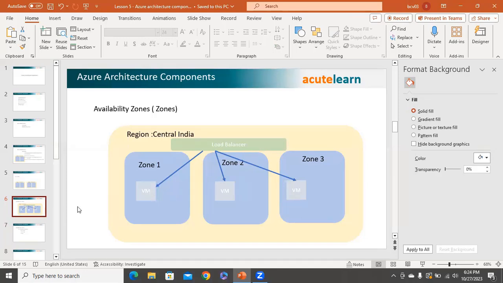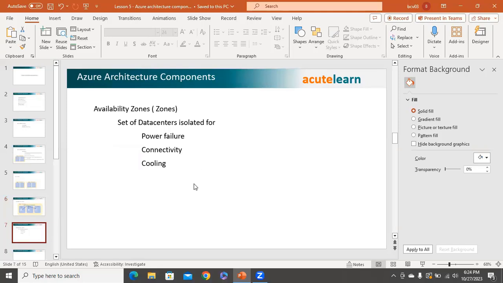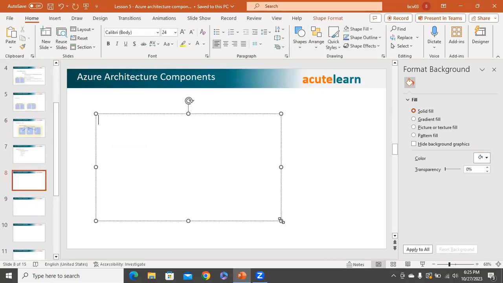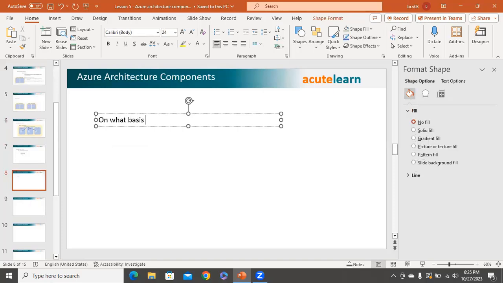Okay. So that's the advantage of zones. As I said, the zones are not available in all the regions. So the question here is, on what basis do we need to choose the region to deploy resources? Now Microsoft has data centers across 60 geographical locations.